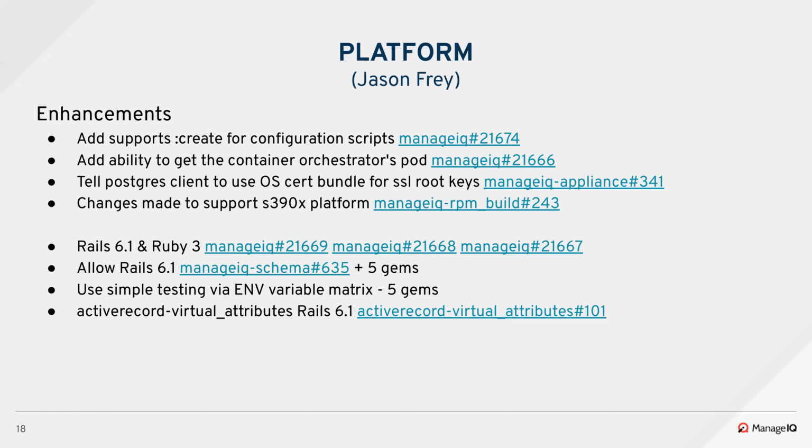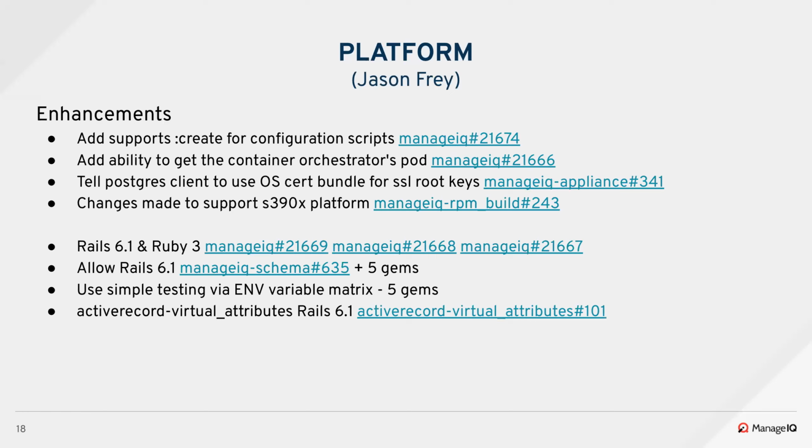Also, Joe and Keenan and a number of others have been working on Rails 6.1 and Ruby 3 support. So there's just a handful of issues listed there, but there's many more. Many gems were updated to allow for Rails 6.1, including ManageIQ schema. And then Joe made some changes to get rid of the appraisal gem that we used in favor of a much simpler approach for testing multiple versions of Rails.